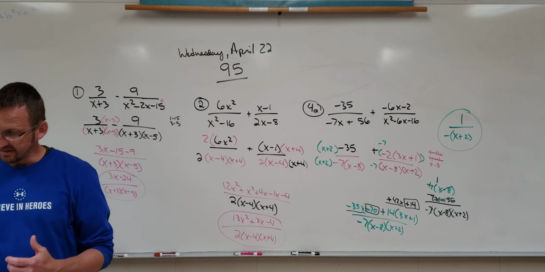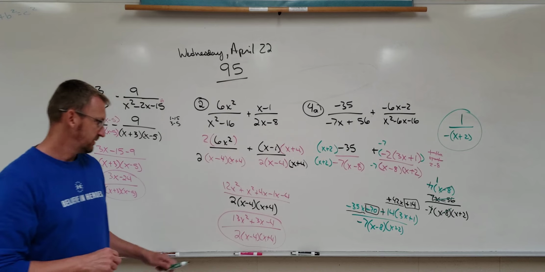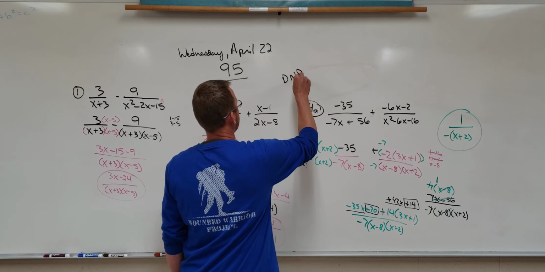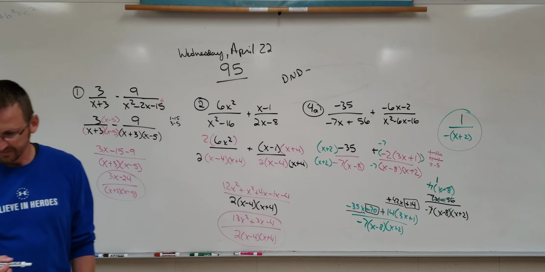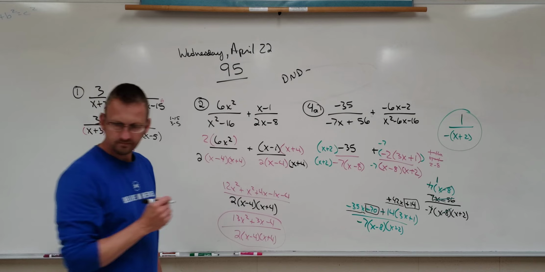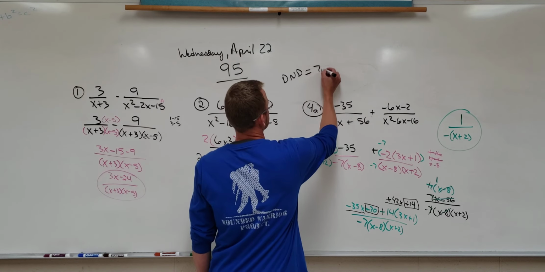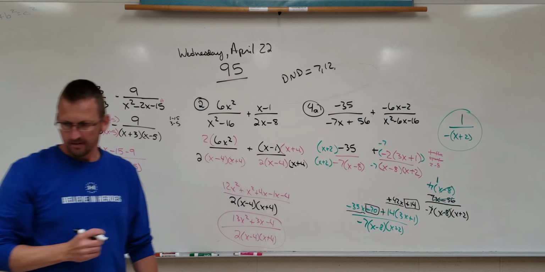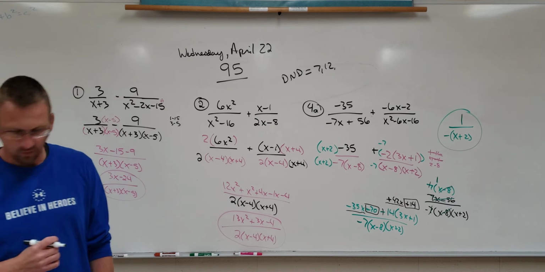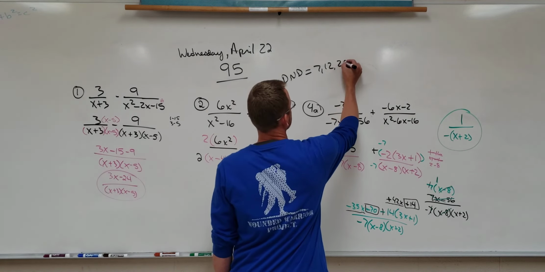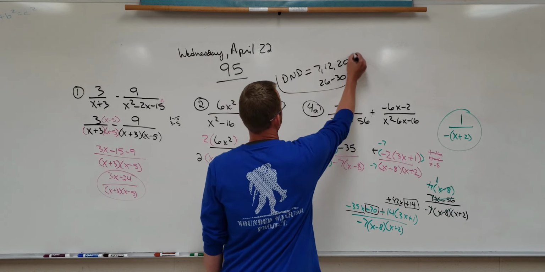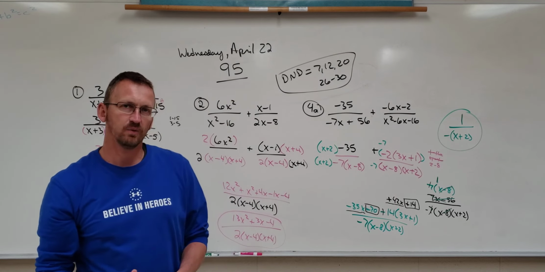That is lesson 95. So you're asking, all right, which ones do we not do here? Do not do 7 and 12. And then 20 and 26 through 30. So do not do 7, 12, 20, 26 through 30.